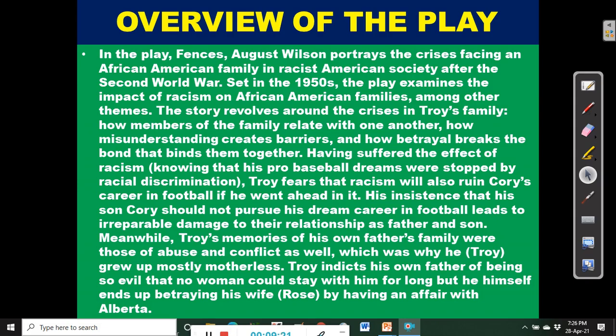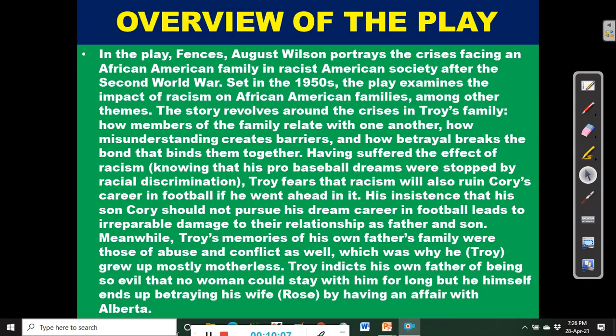The story revolves around a crisis in Troy's family, how members of the family relate with one another, how misunderstanding creates barriers, and how betrayal breaks the bond that binds them together. Having suffered the effect of racism, knowing that his pro-baseball dreams were stopped by racial discrimination, Troy fears that racism will also ruin Corey's career in football if he goes ahead in it. His insistence that his son Corey should not pursue his dream career in football leads to irreparable damage to their relationship as father and son.